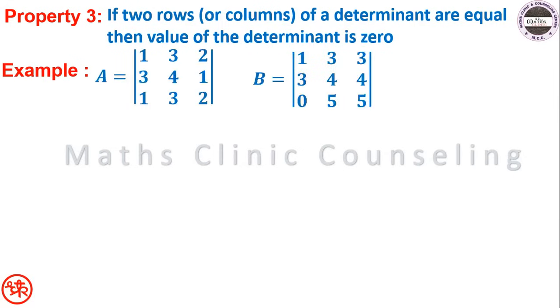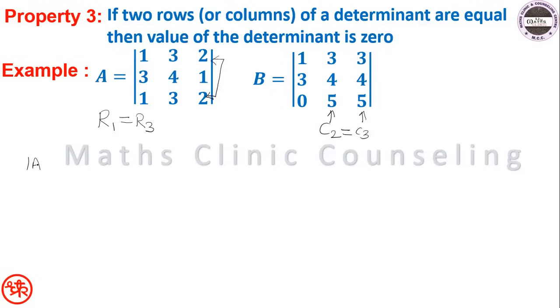There are two examples. One is determinant A. What is the speciality of determinant A? You could look at here row 1 and row 3, 1, 3, 2, means R1 is equal to R3 in A. In B, what is the speciality? Look at here, C2, look at here, C3, same, means C2 is equal to C3. Right, and now we find the value.